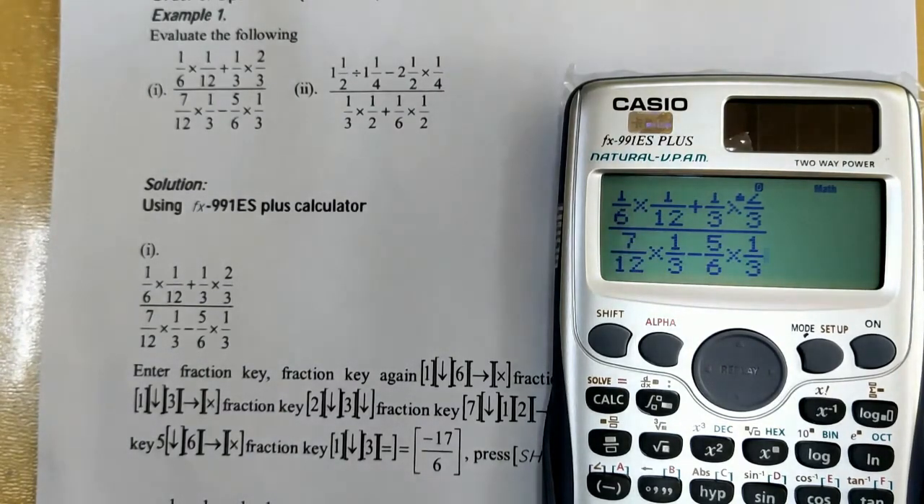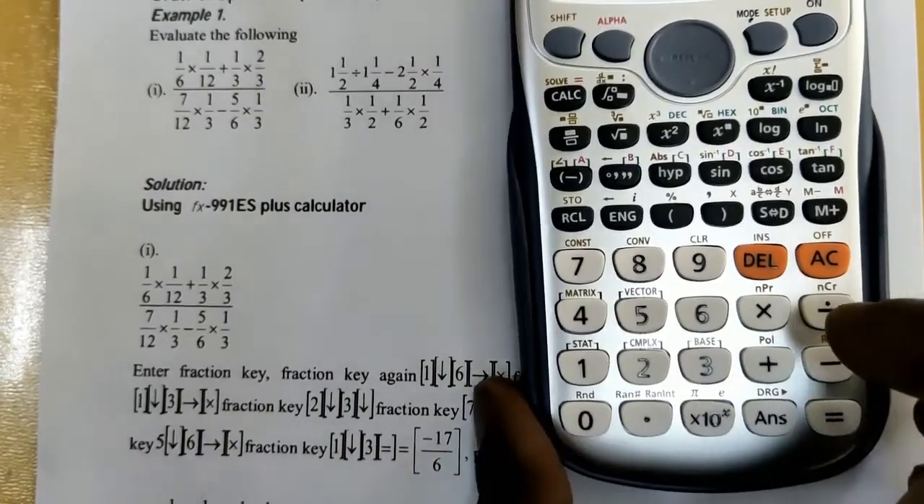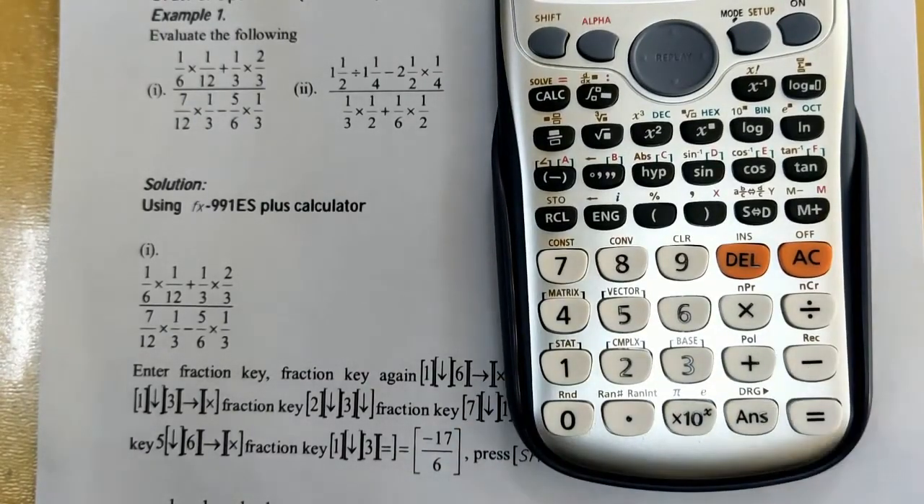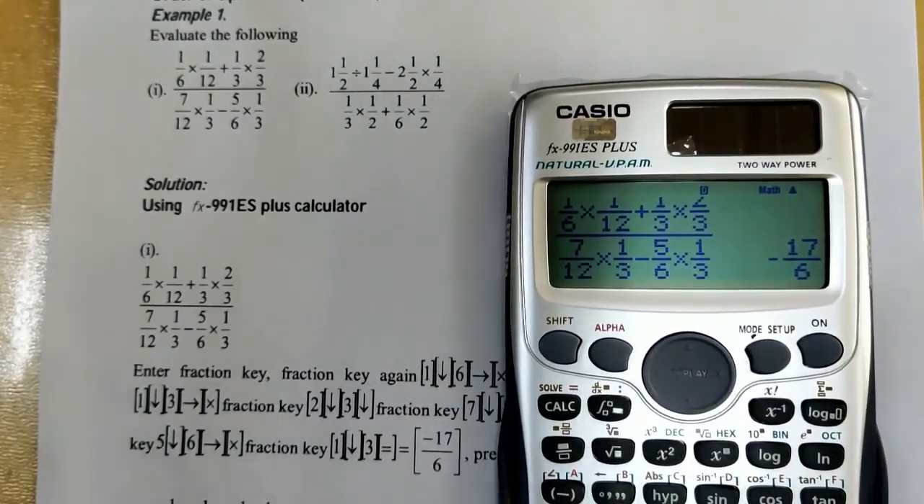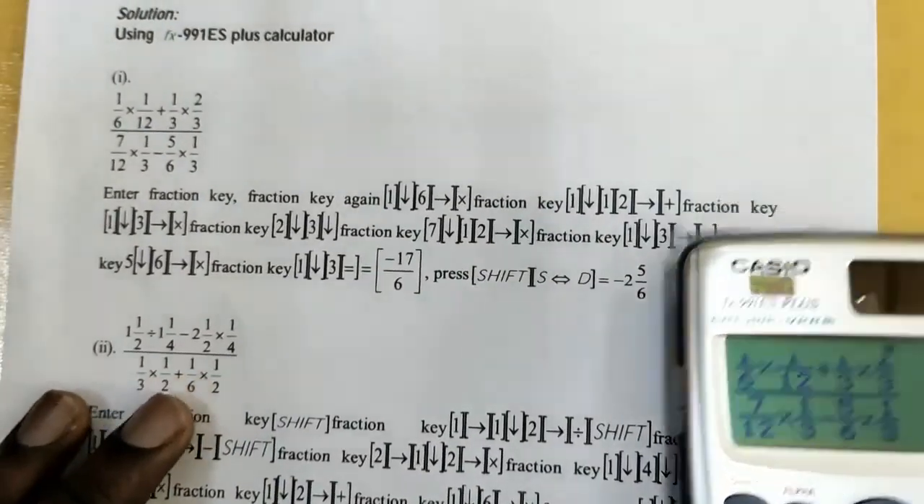Now when you are done with this, you go to the equal sign. That is the equal sign. Let me show the equal sign. When you press the equal sign, you have this, which is negative 17 over 6, which is a fraction. Now I have the breakdown on here.